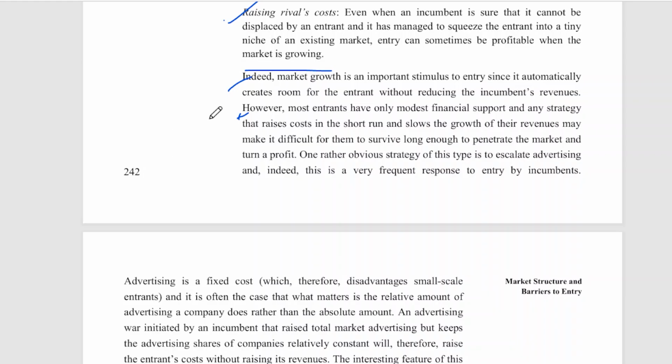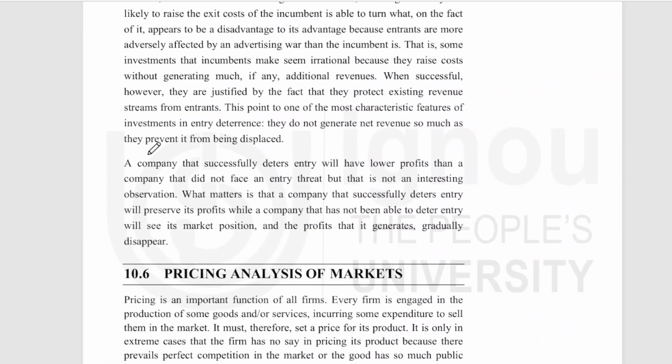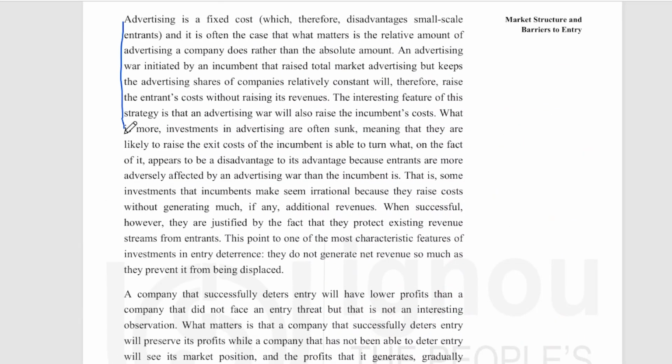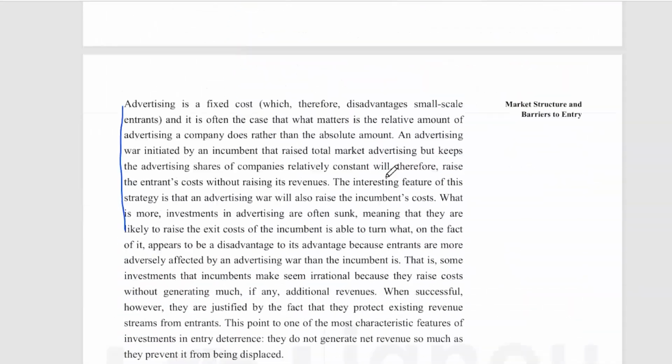Okay. Please read this from your IGNOU study material. Okay, this is all about this.